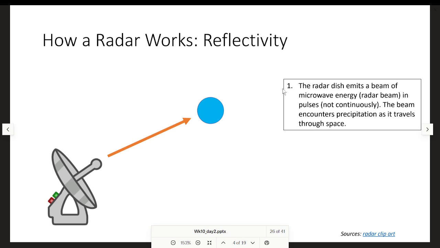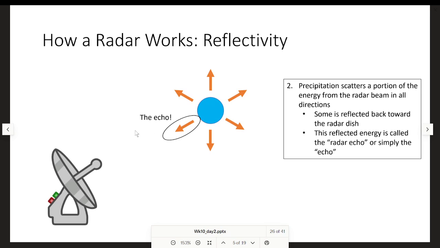So the radar dish emits a beam of microwave energy in pulses. It doesn't constantly emit it, it lets out a pulse. And it encounters this precipitation as it travels through space. We have a gigantic raindrop. It's going to be really unfortunate for whoever's under that.